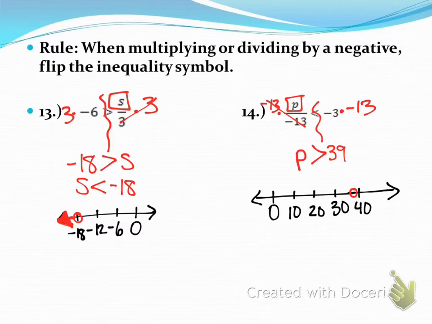Delaney, which way should I shade? How would we read this? Okay, so once we flip our inequality symbol around, we would read this as P is greater than 39. So it'd be to the right. We want bigger numbers.